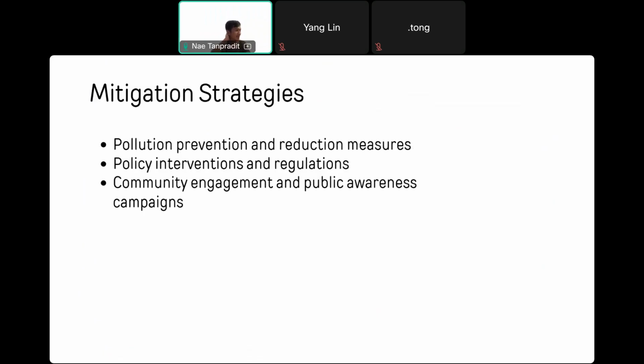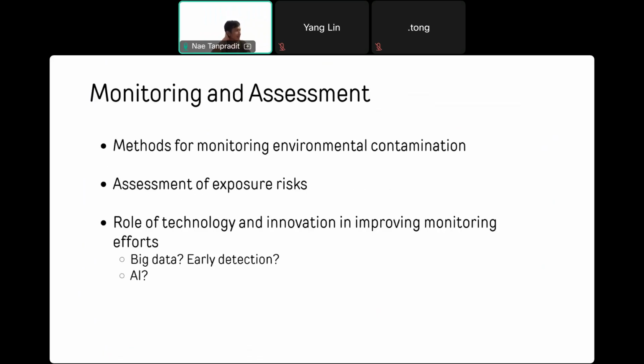So there are many of the pollution types that we have talked about today. There are many methods of monitoring and assessment that we are developing every day. We should have risk assessment for all the activities that have a risk of leaking pollution into the environment. And yes, it's good to have technology and innovation to improve these assessments, like AI.